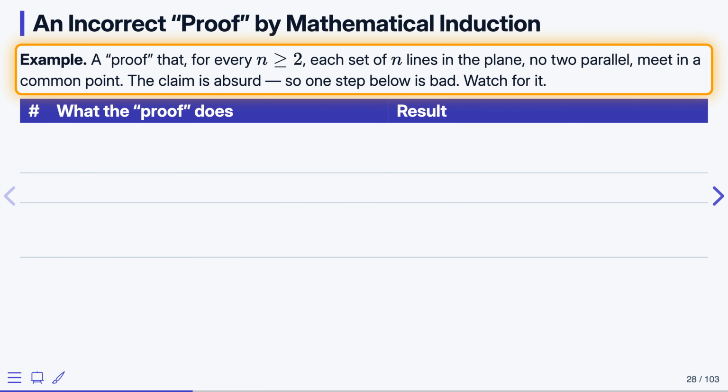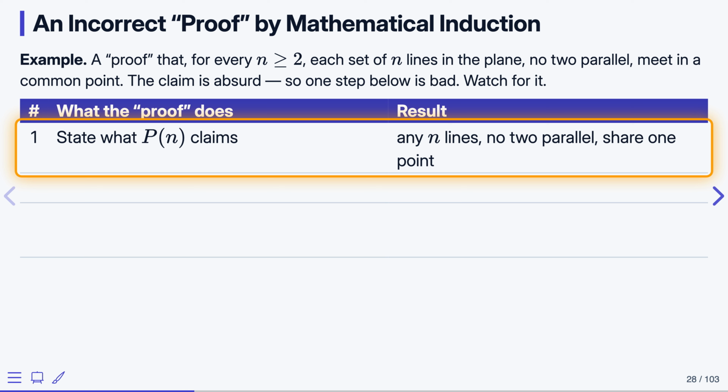Be careful with this one. It looks like a proof, but it is wrong. The claim is that any set of lines in the plane with no two parallel all meet at one common point. That is clearly false, so one of the steps below must be bad. See if you can spot it.